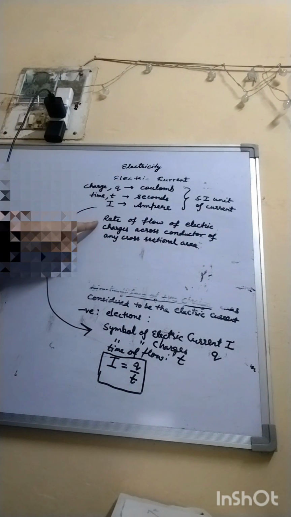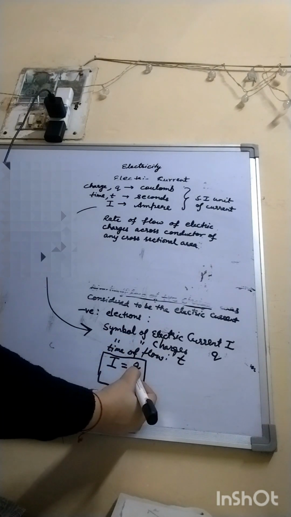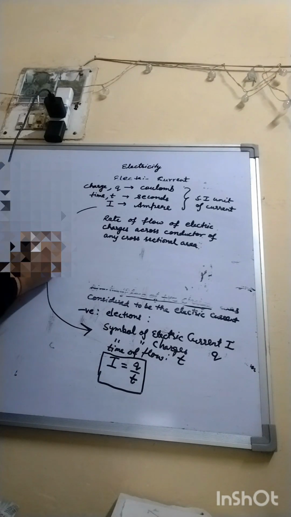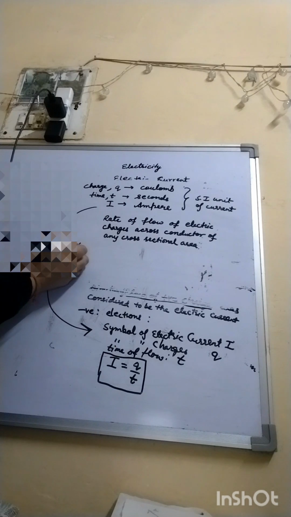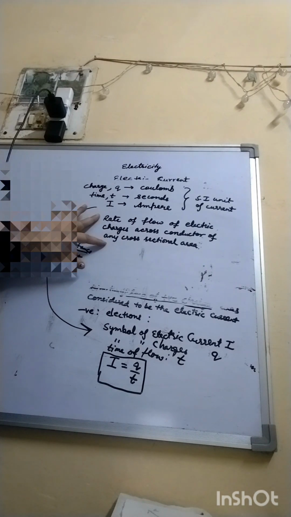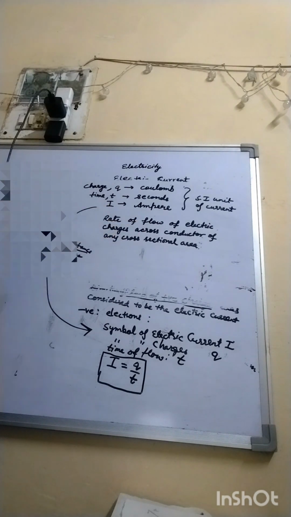So what is this? Again, whenever you compare anything with the time, like you say distance covered per unit time, what is that called? That is called speed. Speed is equal to distance upon time. So then you could say rate of distance covered, but we don't define it like this. Here we define it as rate of flow of electric charge.